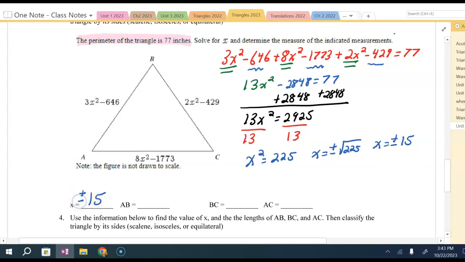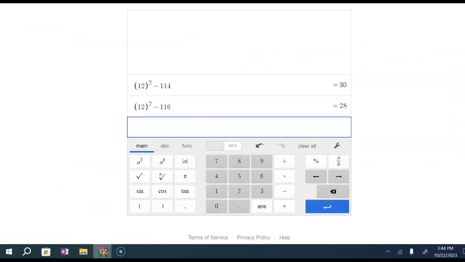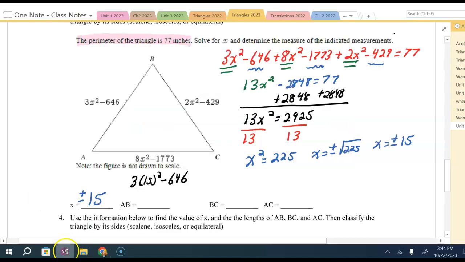And it is plus or minus. So now when you substitute back in for AB, it's easier just to plug in the positive 15. So AB is 3 times 15 squared minus 646. I'm going to show you how to do that on your calculator. So 3 times 15 squared minus 646. You're going to get 29. So AB is 29.